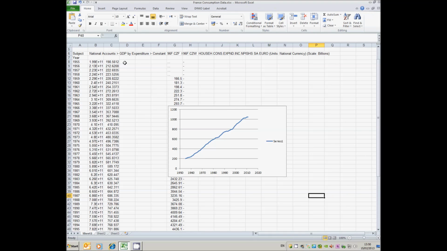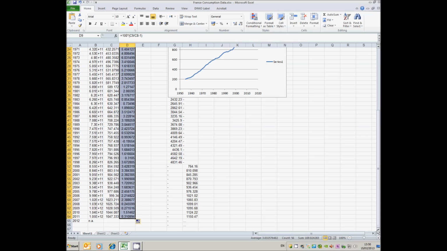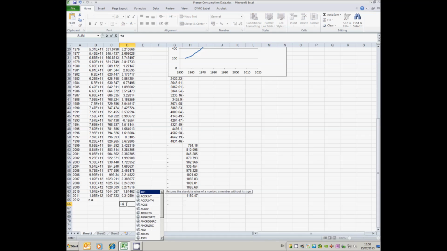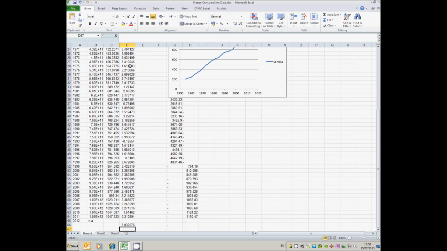Finally, we calculate the average growth rate for the period. So calculating the individual growth rates, we have the following. We copy this down and then calculate the average for the period. And that gives us an average growth rate of just over 3% for the period, which looks again quite reasonable for a growth rate for real consumption expenditures.